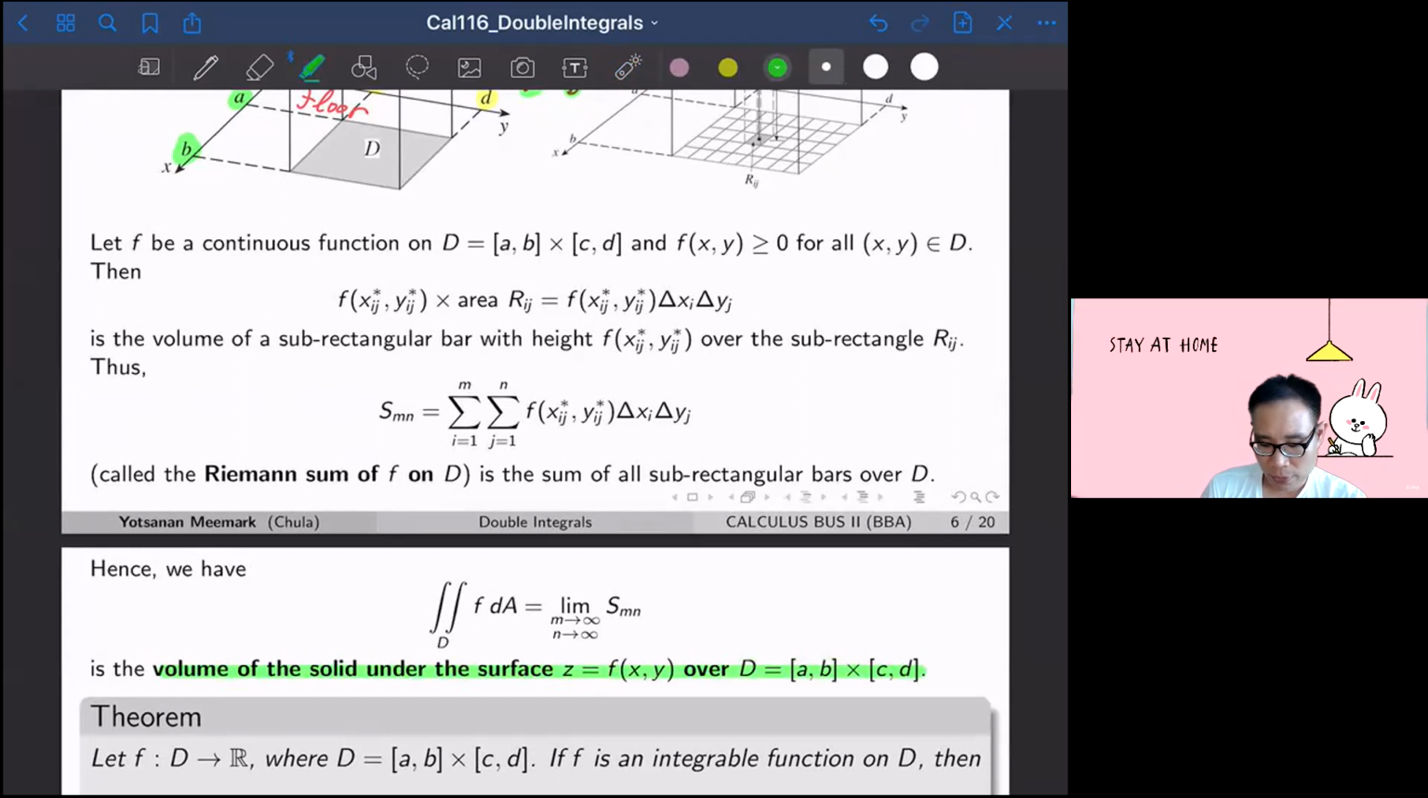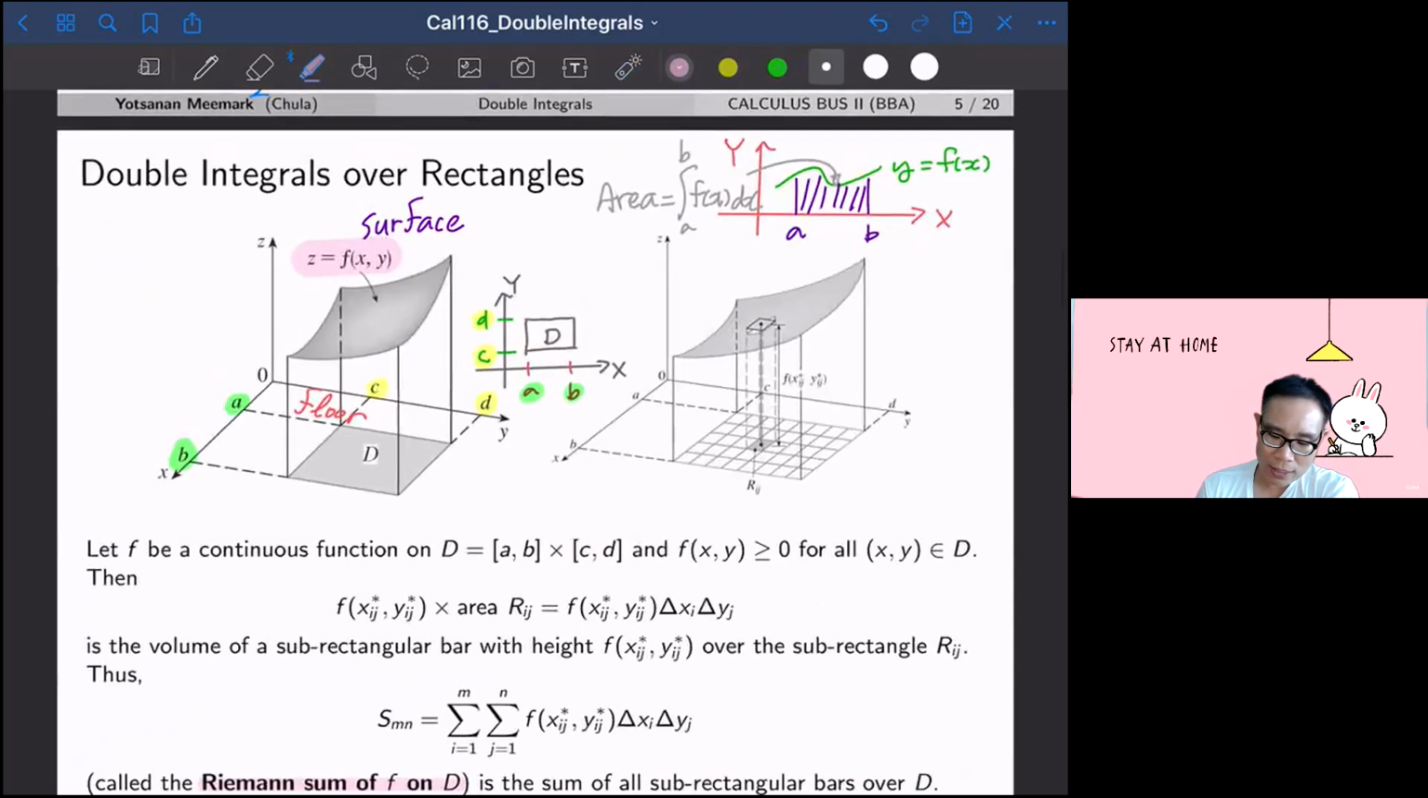Okay, so this limit has a special name that you don't need to worry about. Sometimes it is called the Riemann sum, so this is the Riemann sum of f over D. However, the thing that concerns you is how we could compute this without using a complicated sum like this. It's like finding the area: when you want to find the area, you just integrate from A to B.